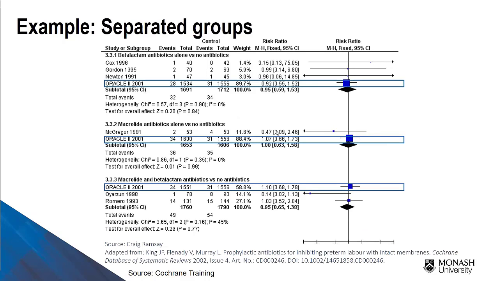If it's the case, for example, that what the review authors were interested in was looking at particular types of antibiotics, so here we've got beta-lactam antibiotics, macrolide antibiotics, and macrolide and beta-lactam antibiotics, then the Oracle trial would contribute separately to each of these comparisons. And if they weren't being combined, so there's no pooled total across these subgroups, then there is no issue again, because the trial is only contributing once to a particular comparison.